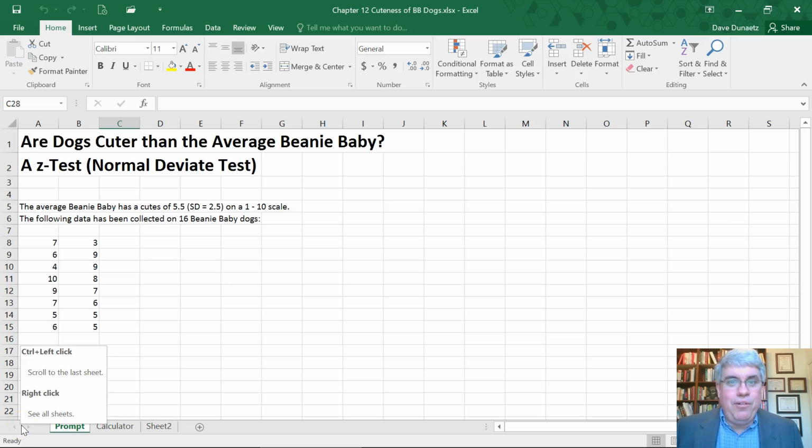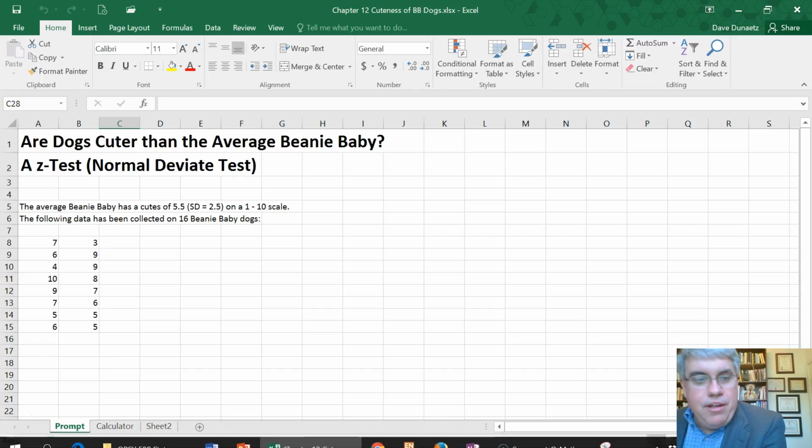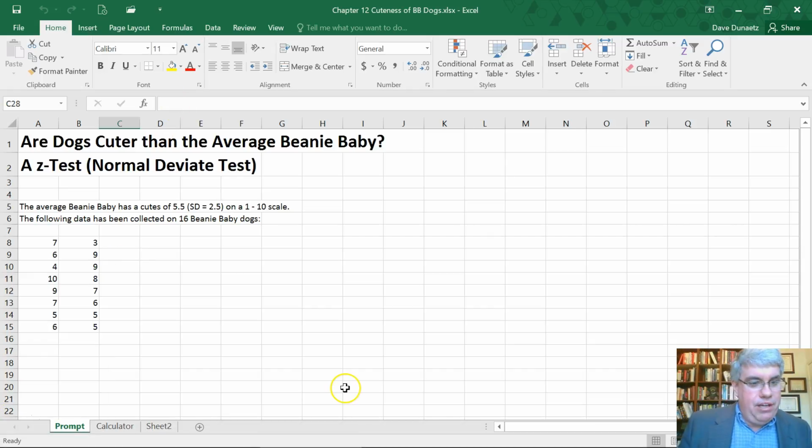In this example, we're going to use Beanie Babies as our subject. And the question that I want to ask is: are dog Beanie Babies cuter than the average Beanie Baby? Now, the way that we're going to do this is we're going to rate Beanie Babies on a scale of 1 to 10 of how cute they are. And we've done this. Suppose that we know that the average Beanie Baby has a cuteness of 5.5 and a standard deviation of 2.5 on a 1 to 10 scale.